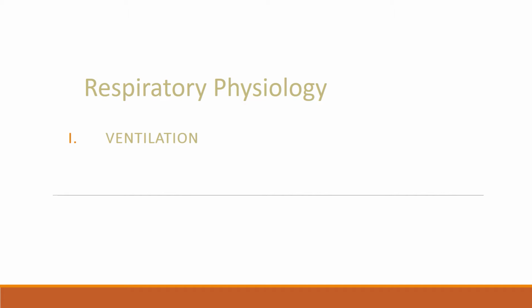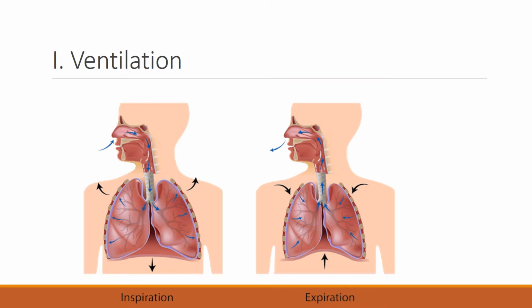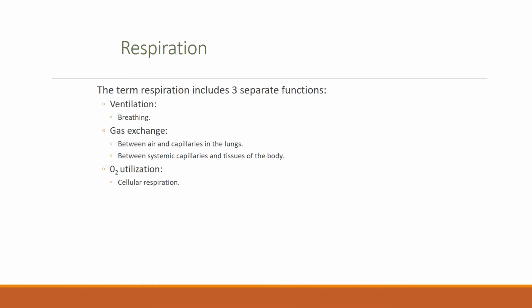Right, so we'll begin respiratory physiology by looking at ventilation first. Ventilation is the mechanical process by which we move air in and out of our lungs. Respiration is divided into three different functions. The first is ventilation, and again, this is the mechanical process that moves air into and out of our lungs. It has to do with contraction of different thoracic and abdominal muscles as well.